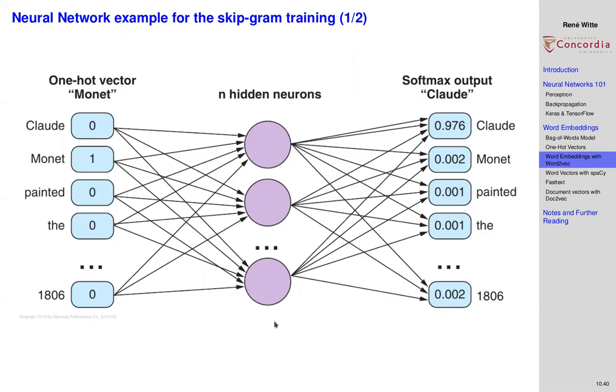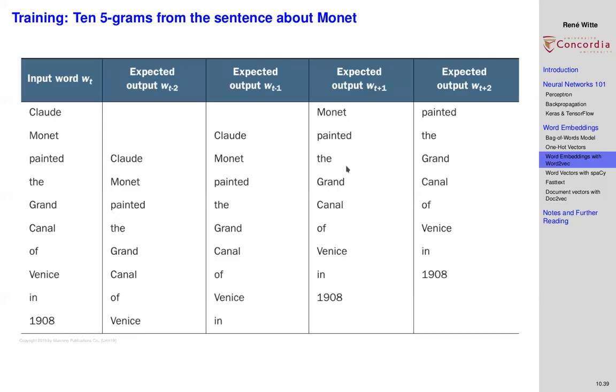And then we have again a hidden layer with n hidden neurons. And here is where the magic happens. Remember, I told you we have around 100 to 300 dimensions for these word vectors. This is exactly the number of hidden neurons here. For example, if you want word embeddings in 100 dimensions, we have 100 hidden neurons here. And then the output is exactly what we want to predict. For example, Claude Monet painted the. So we want to have values that correspond to the training sample here. So for painted, it's Claude Monet, the Grand.